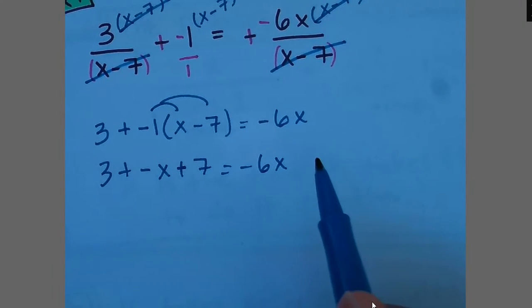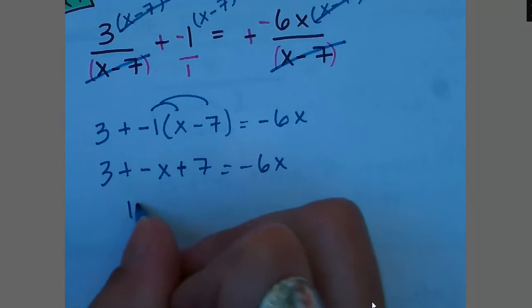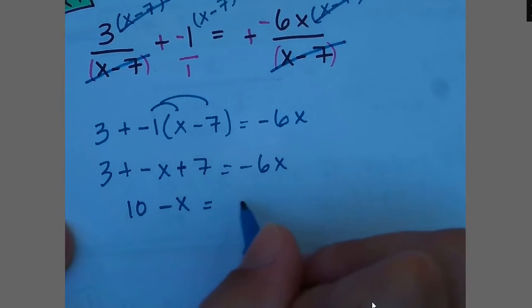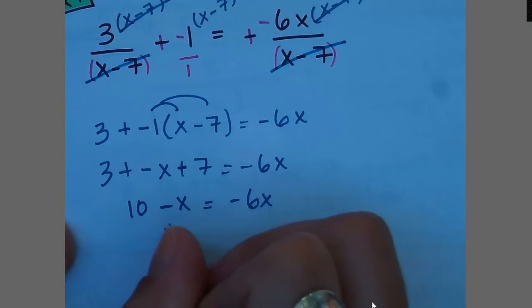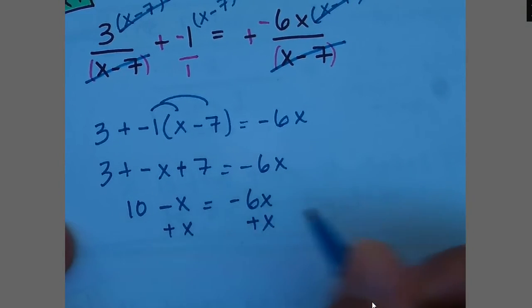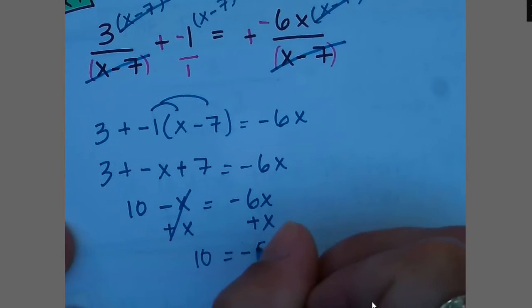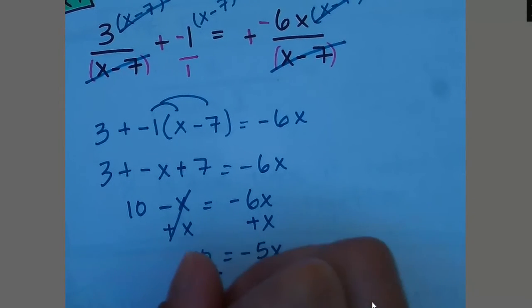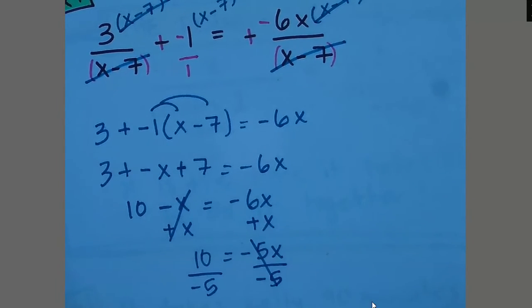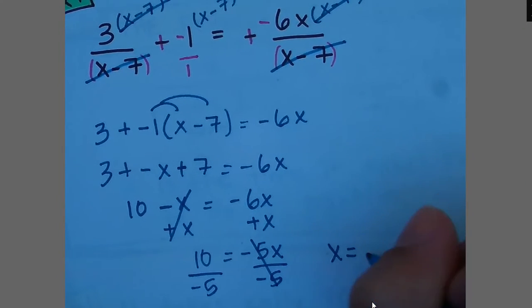Now I'm going to get all my x's on one side and all my numbers on the other side. So here I have 10 minus x. I'm just doing a bunch of unnecessary steps, but it's fine. And now I'm going to add x to both sides. And I'm going to get 10 equals negative 5x. And then divide by negative 5. All right, so x equals 10 divided by negative 5, which is negative 2.